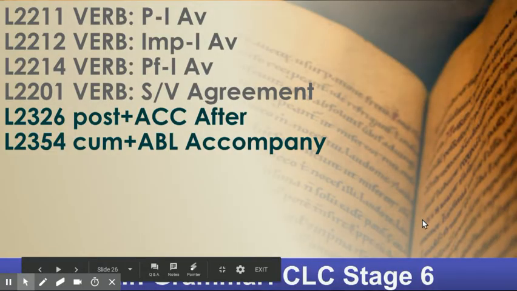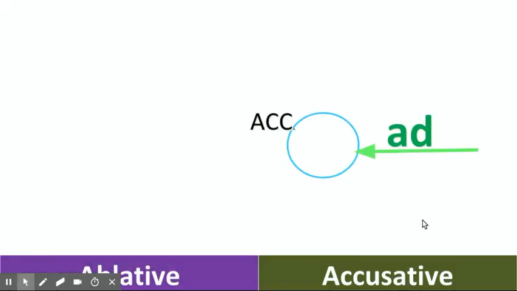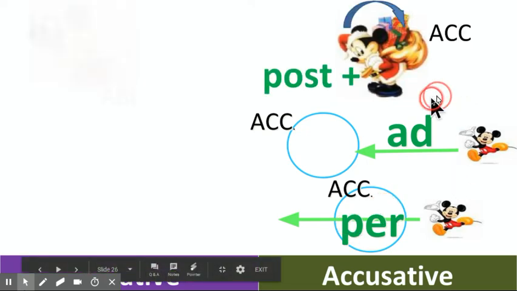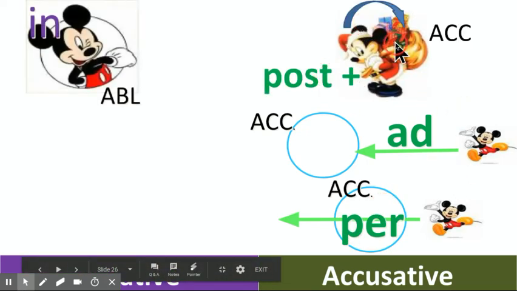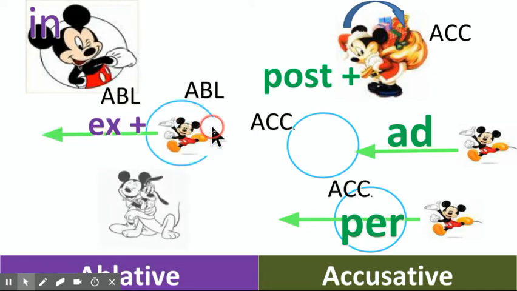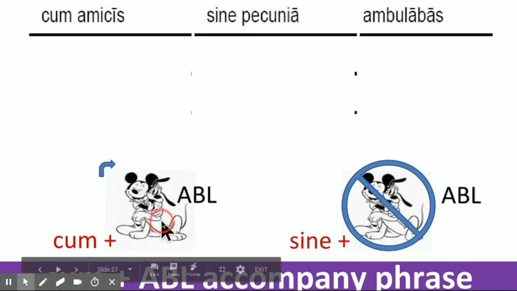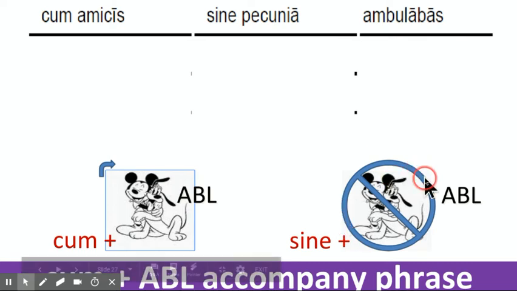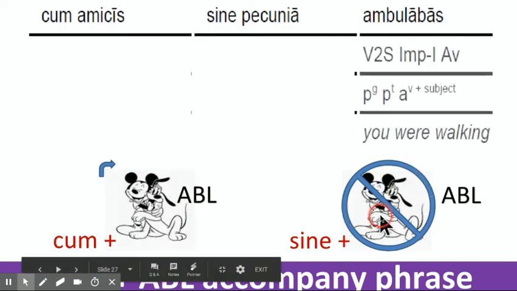Singular. All right. Little phrases, little review. Ad plus the accusative is a limit phrase. Per plus the accusative, through phrase. Post plus the accusative, after. In plus the ablative, place phrase. Ex plus the ablative, out of. Now we're going to be talking about the cum plus the ablative accompaniment phrase and the sine plus the ablative without phrase. So they're the opposites.